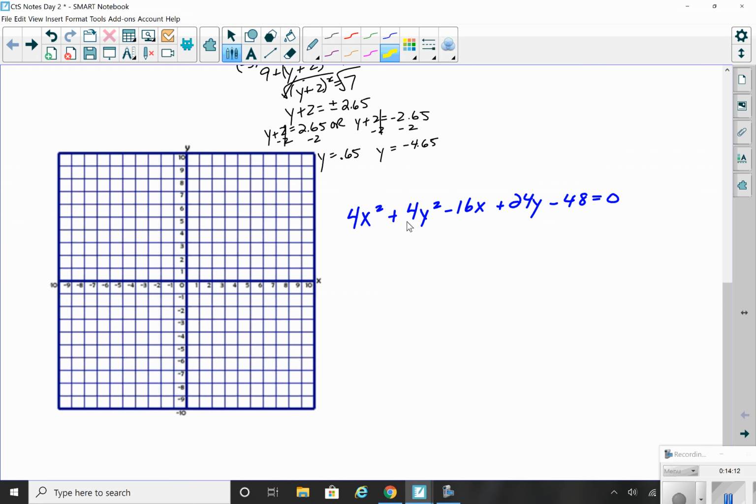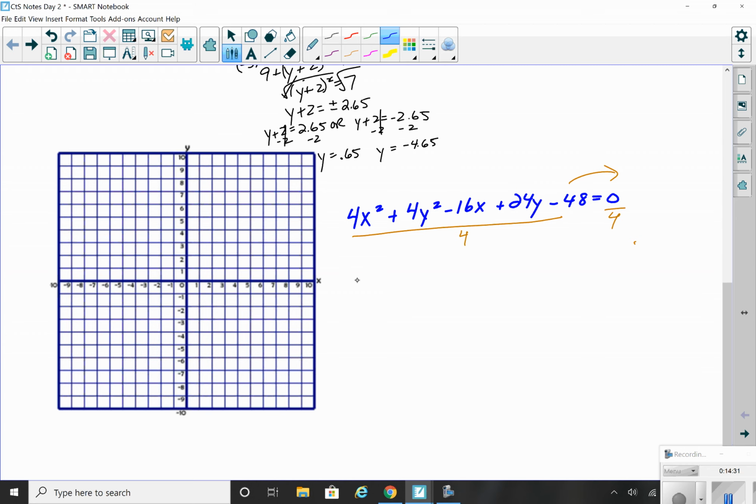What I could do first though, the easiest thing here to do is to get rid of that value. And we can do that by dividing everything by 4, right? Divide everything on both sides of my equation by 4. Also, I'm going to push my constant to the other side. So I'm kind of doing 2 things at once here. Hopefully I'm not messing you up.